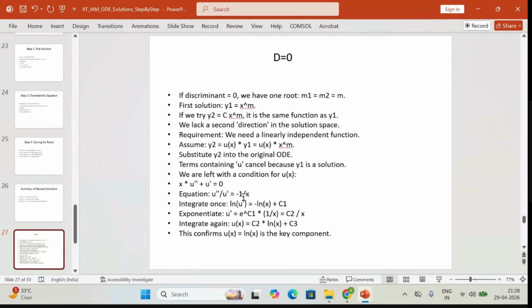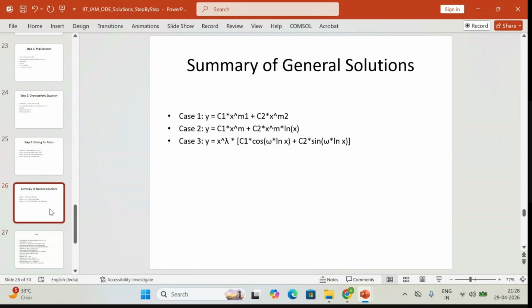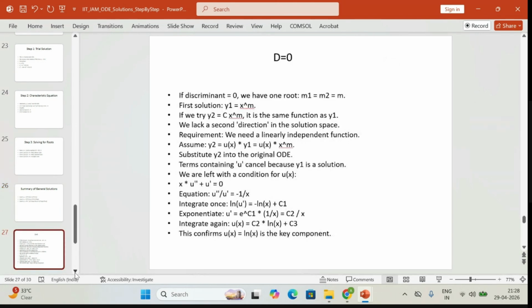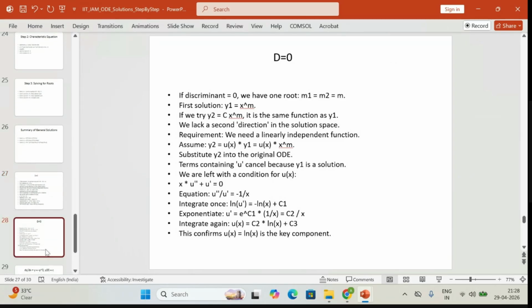So you can do some algebraic manipulation and finally find that u(x) is of the form log x. This is why in the second term we have a form log x here. And for the final case, discriminant less than 0, I'm going to show you the solution.